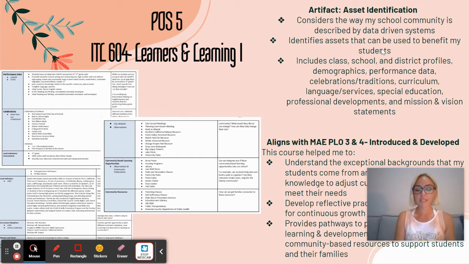The artifact that you see here is the Asset Identification Assignment. This artifact considers the ways in which the school community is described by data-driven systems. It identifies assets that can be used to benefit specific students. It also includes class, school, and district profiles with things such as demographics, performance data, celebrations and traditions, curriculum, language and services, special education services, professional development, and mission and vision statements.